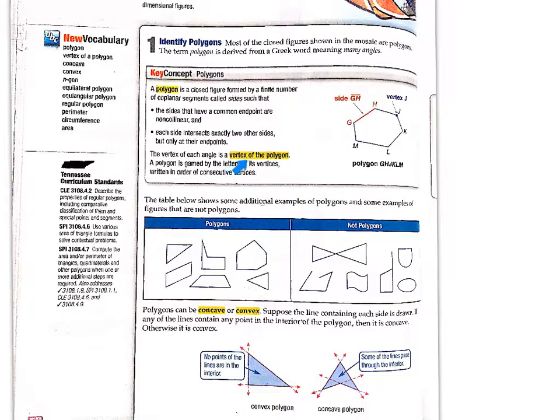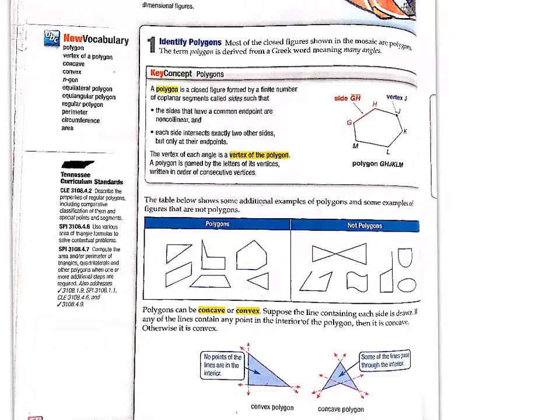The vertex is where there's an angle. It's a point. So anytime there's an angle formed, that point where it's formed is the vertex. We kind of looked at that when we looked at angles. There are two types of polygons. There's concave, convex.